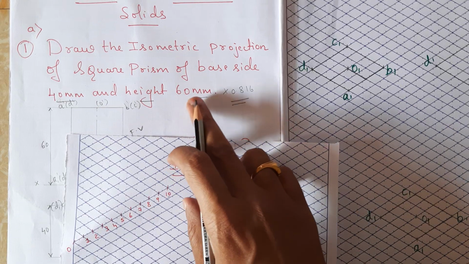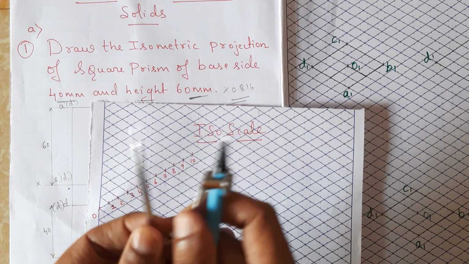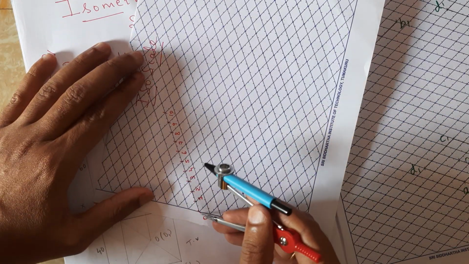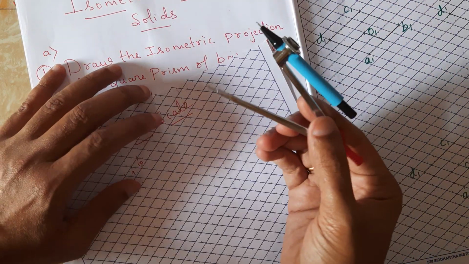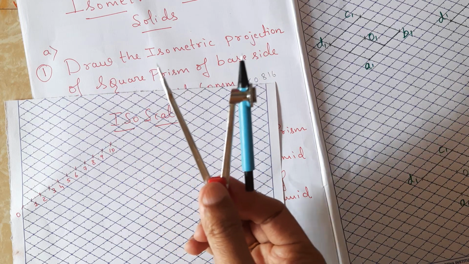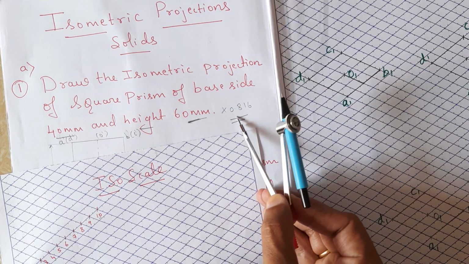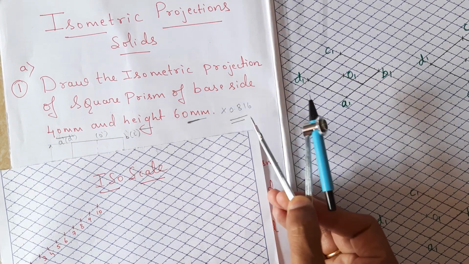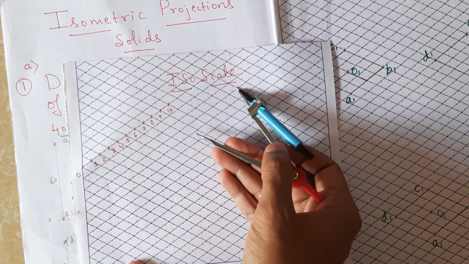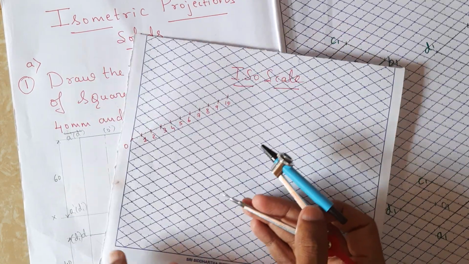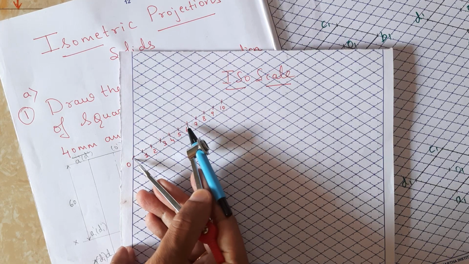So now how much is the height? 60 mm. Therefore how much am I going to measure with the help of the compass? From 0 I am going to take the measurement up to 6, that is 60 mm. So this is ISO 60. You can convert this by multiplying the conversion factor 0.816, or else, to reduce the time, I am going to use this method, that is I am going to construct the ISO scale on the isometric sheet and from there directly take the measurement of 60.